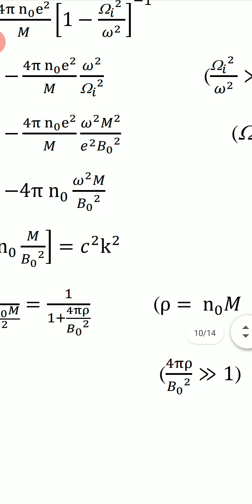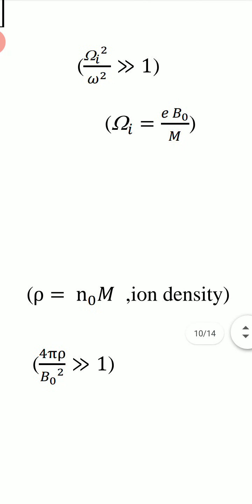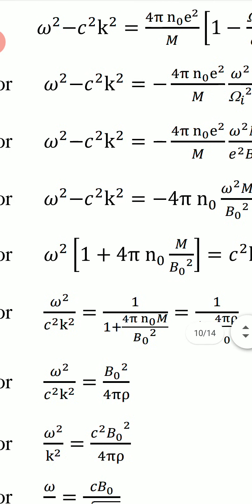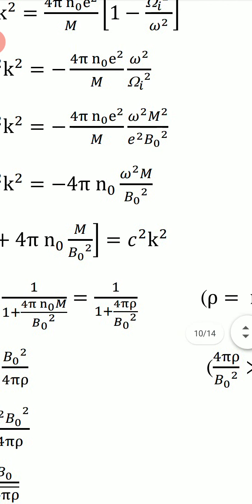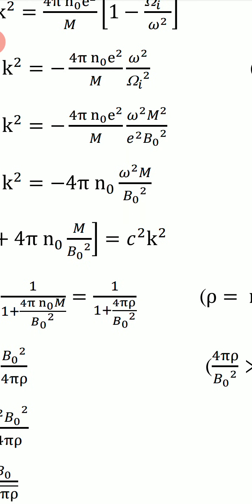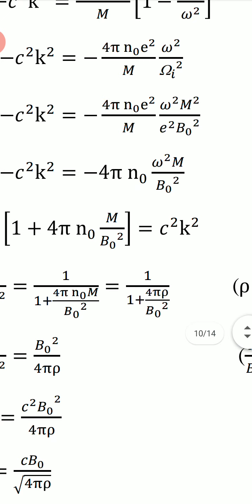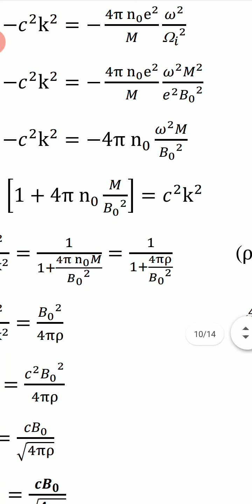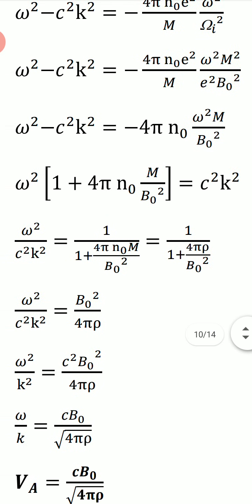Now put the value of omega_i. Omega_i is e B0 upon m. We get this term for omega square minus c square k square. It is equal to minus 4 pi n0 e square upon M omega square m square upon e square B0 square. Some terms are cancelled out. The remaining term in right hand side is minus 4 pi n0 omega square m upon B0 square.